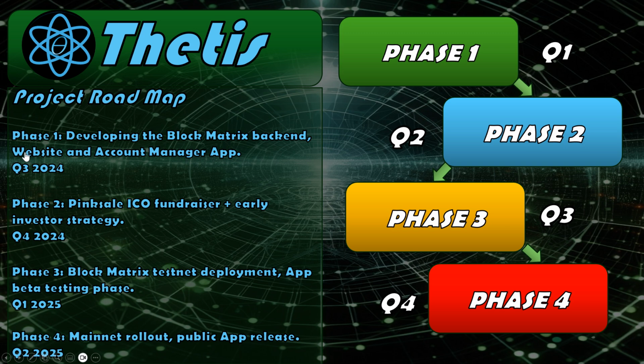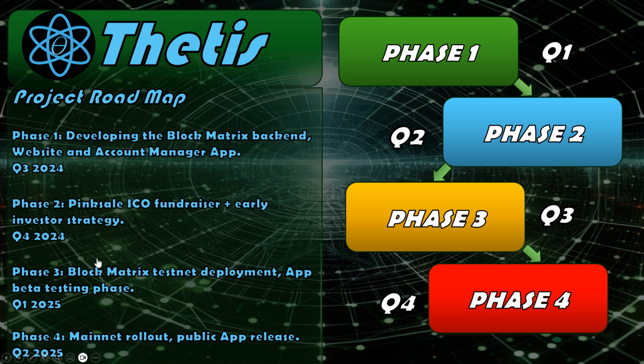But first of all, what we want to do is get the website done. So the website is going to be the priority for this. And then we will work on the backend and the account manager application. Okay, so phase 2 is pink style ICO fundraiser and early investor strategy. This is just for fundraising. We'll look at that in a little bit here. Phase 3, block matrix testnet deployment app beta testing phase.